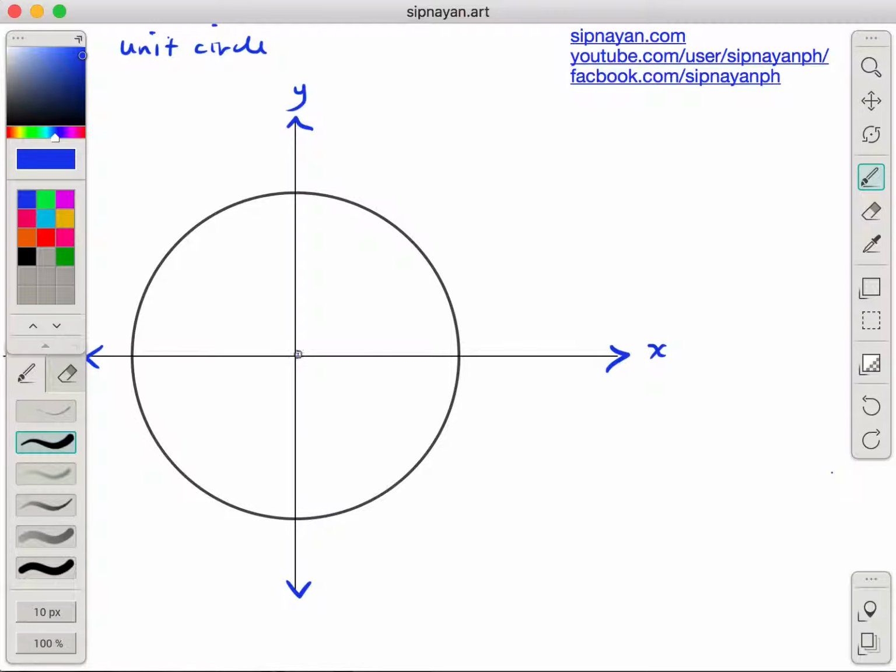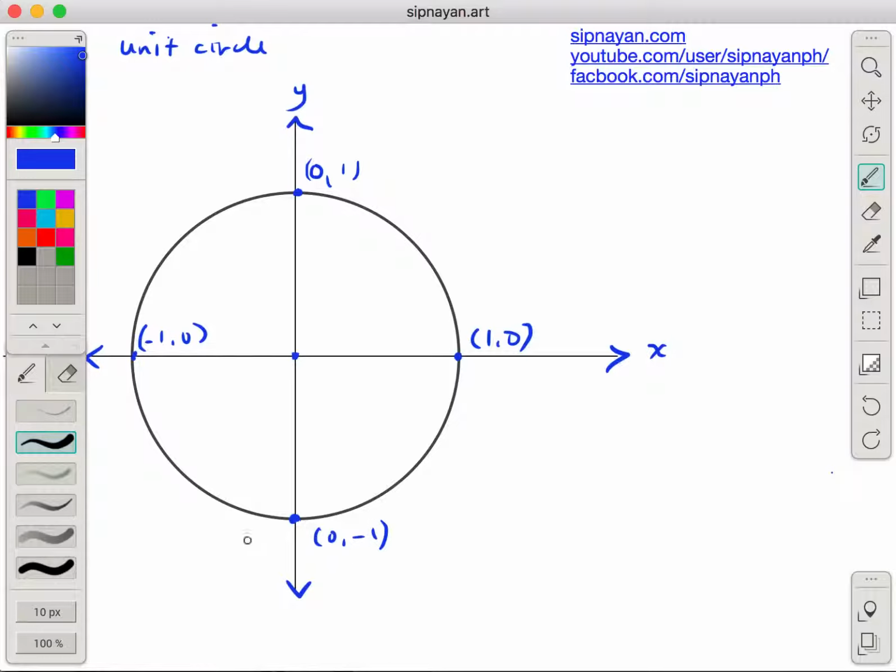Siguro ang pinaka makikita ninyo is yung mga coordinates nitong mga points dito. Ito yung una nating kunin. Of course, this is 1 unit because it's a unit circle, which means that the coordinate of this point is (1, 0). Siyempre, yung nandito rin is (-1, 0). And siyempre, yung nasa taas is (0, 1), at yung nasa ibaba ay (0, -1).